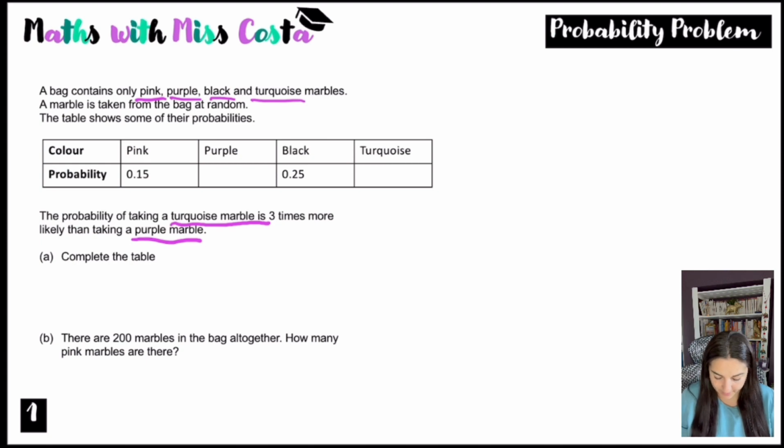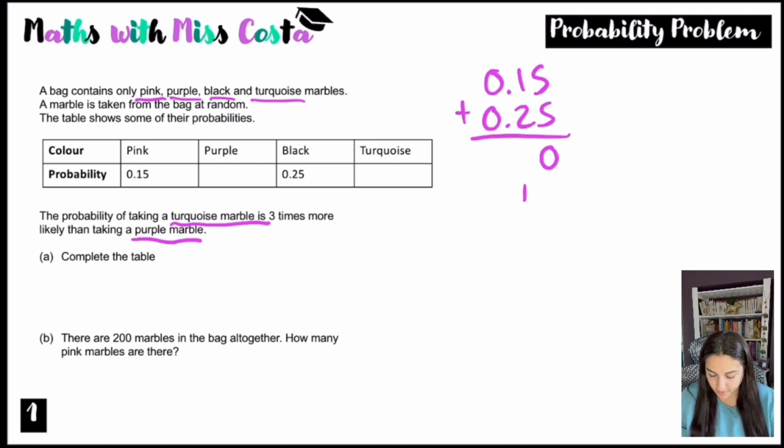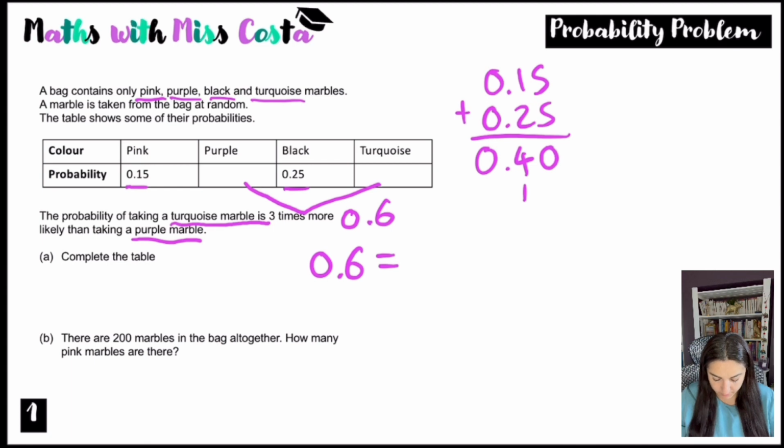So let's figure out how much probability I've left. I know 0.15 plus 0.25 leaves me with 5 plus 5 is 10, 1 plus 2 is 3, plus 1 is 4. So this and this adds up to 0.4, which means the purple and turquoise must add up to make 0.6 because probability has to add to make 1. So 0.6 is the probability of a turquoise marble or a purple marble being drawn.